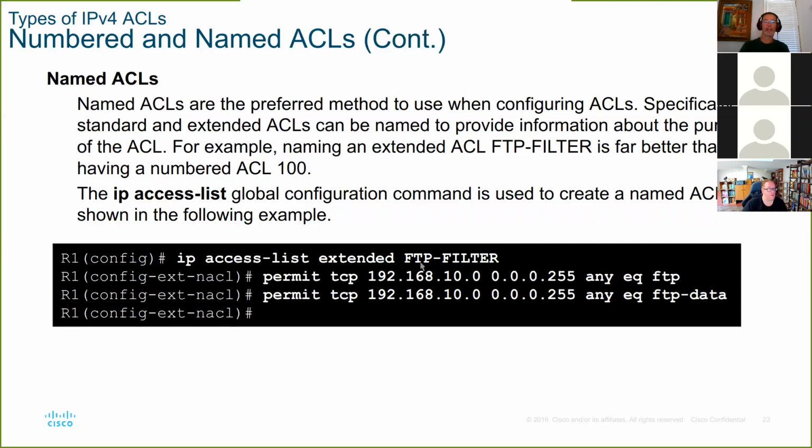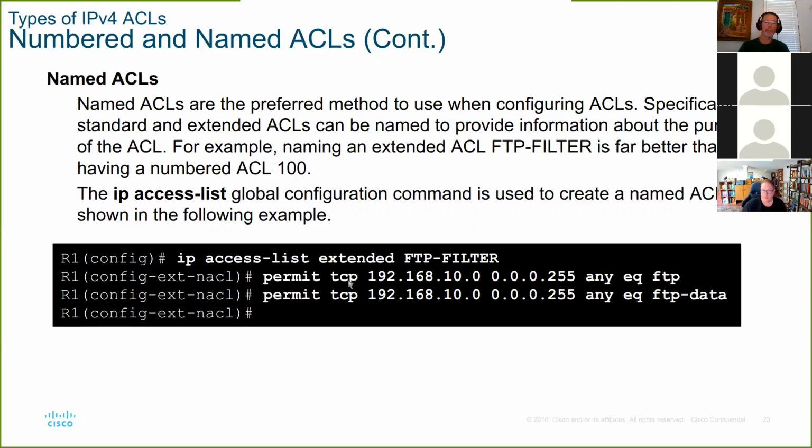Because the word FTP filter doesn't tell the router whether it's standard or extended. So you have to specify. Now, an extended list, we get more options. And you'll see that here. Once we get into named access lists, we're in this NACL definition, named ACL sub configuration, if you will. Permit, deny, remark, permit, deny, remark. We don't have to keep typing IP access list extended FTP filter, blah, blah, blah.